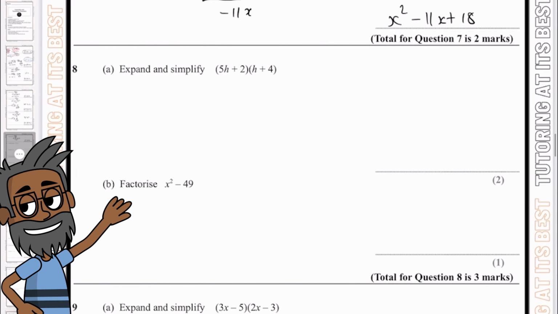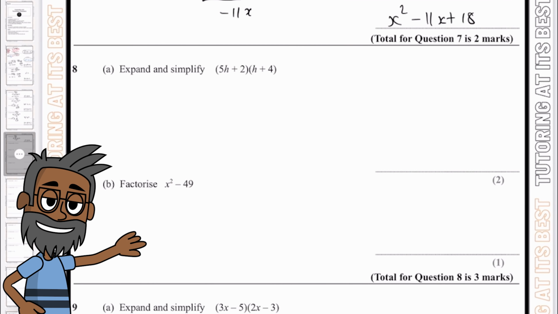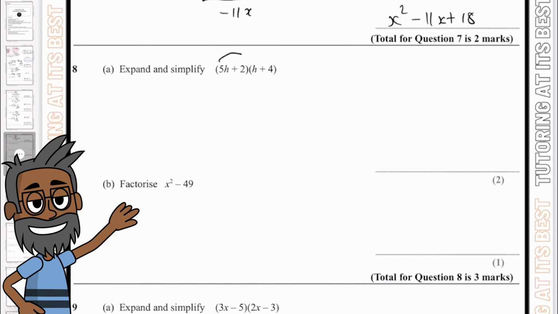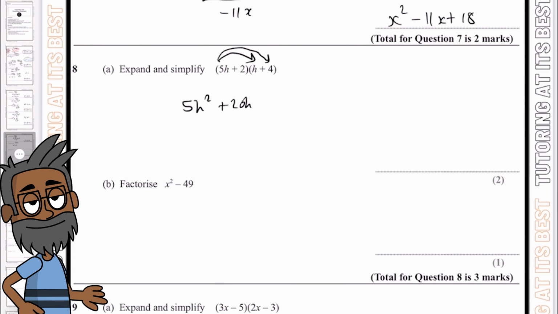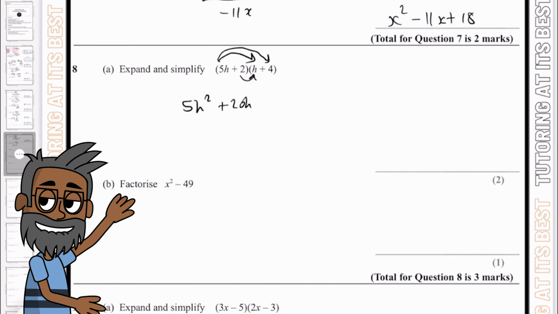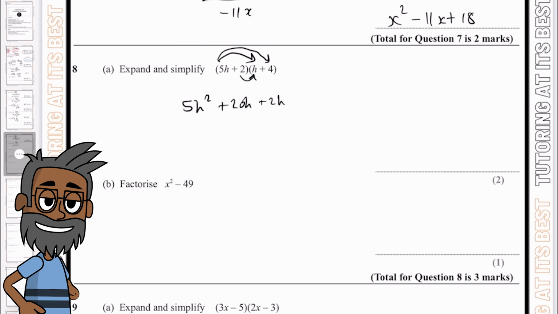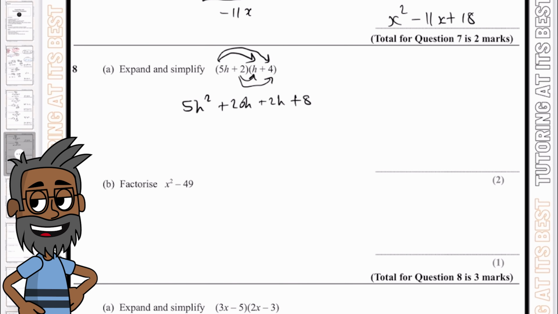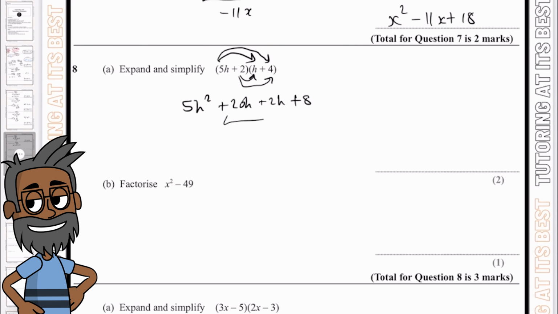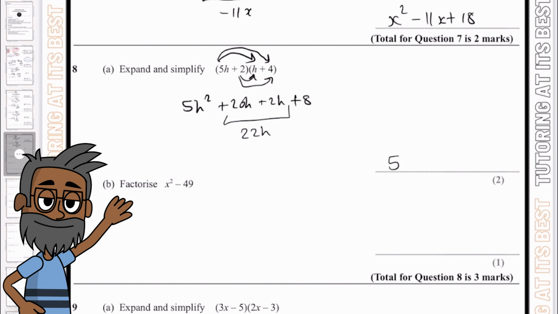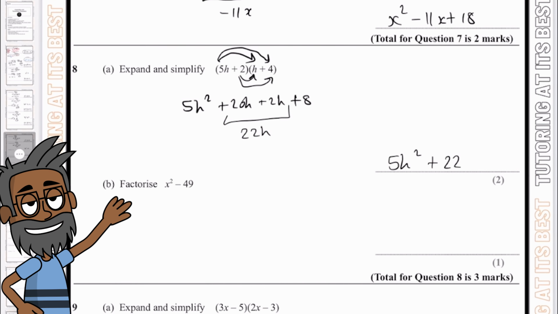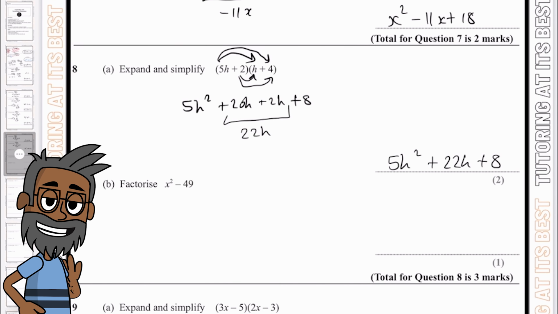Marvelous. Let's go for another example here. Let's go for 5h times h, which is our 5h squared. 5h times 4, which is 20h. 2 times h, which is plus 2h. And then 2 times 4, which is plus 8. Again, very simple process. Add up your like terms. That's 22h. So we're now left with 5h squared plus 22h plus 8.